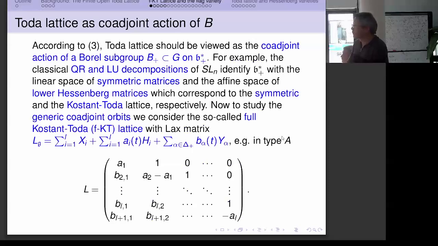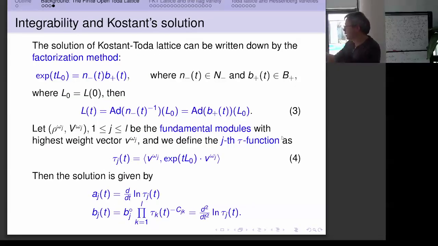But now we want to understand geometrically what we are doing. What we are doing is something like this. If we just look at formula 3, we see that this is a B plus conjugate on L naught. And L naught is what? L naught is a lower triangular matrix shifted by 1, 1, 1, 1. But the lower triangular matrix is an element actually in the dual of B plus.